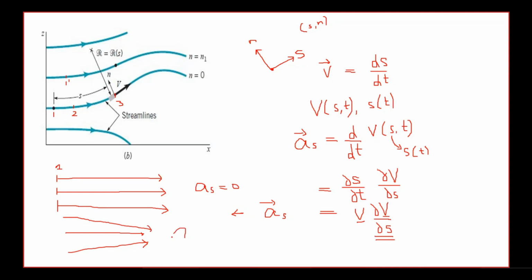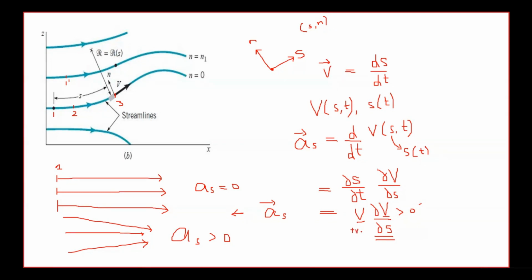This would be AS greater than 0. Clear? Can you look at this equation? Do you understand this equation for AS? Partial V by partial S should be greater than 0, and this should also be positive.